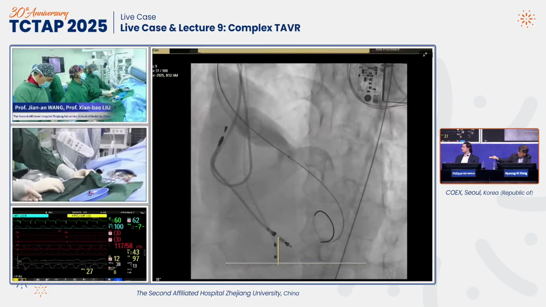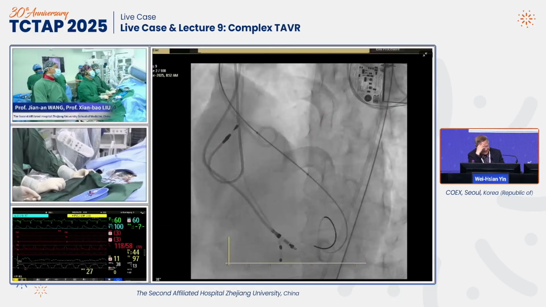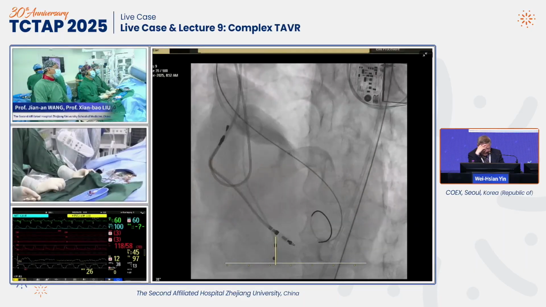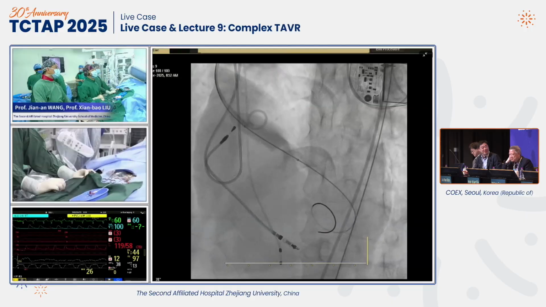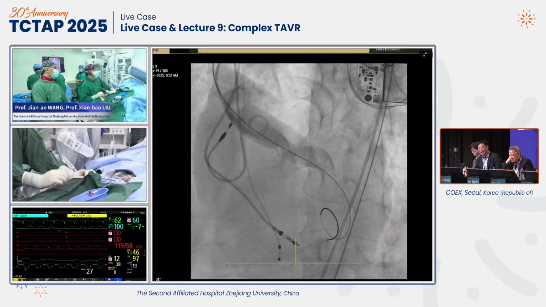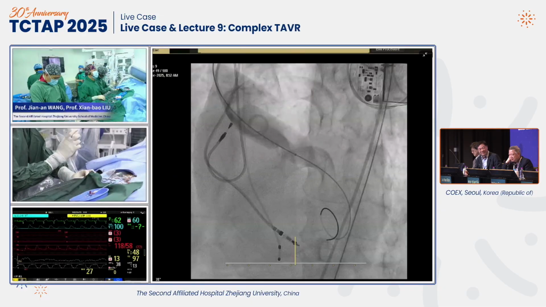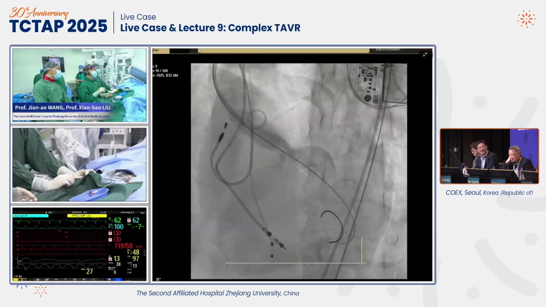Wei-Hsian, your comment? I would choose 26. I think it does not open the valve, so the balloon and the morphology change, and then the sizing selection matters more. Yeah, in this situation, sizing is very, very important.